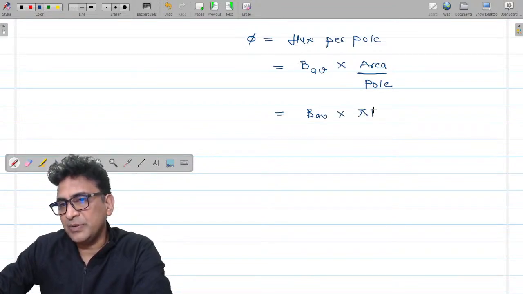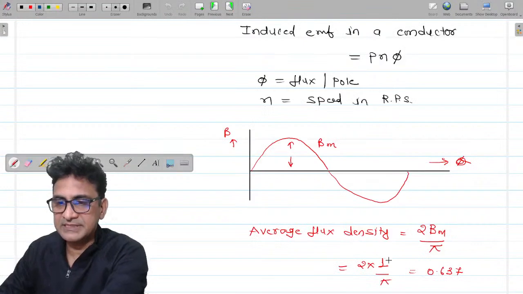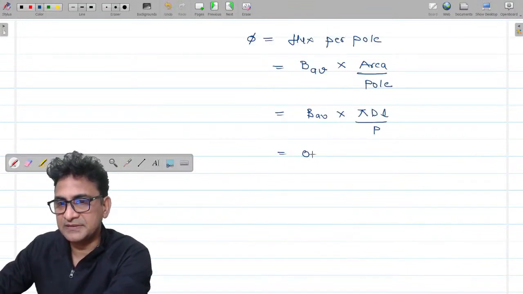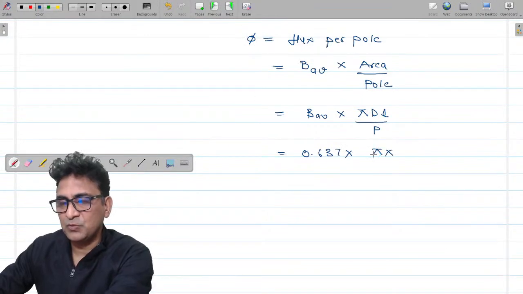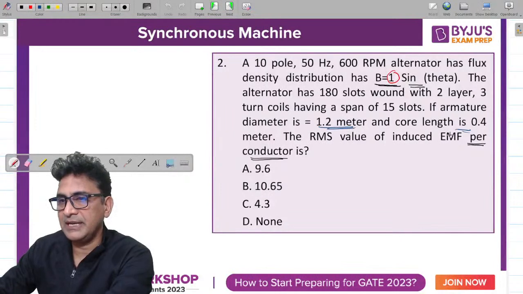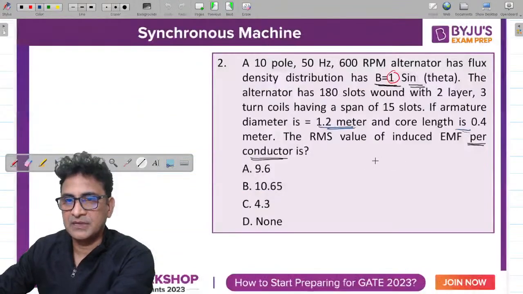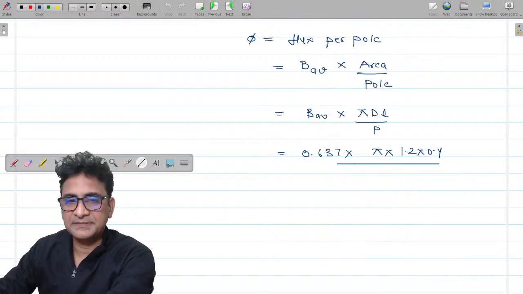Pi dl or 2 pi RL divided by P. So D is given, L is given. Flux density we just found out, 0.637. What is the bore diameter? It is 1.2 meter and length is 0.4 meter. So 1.2 into 0.4 divided by total number of pole. Total number of pole is 10.